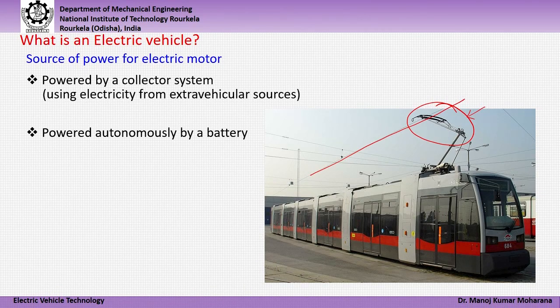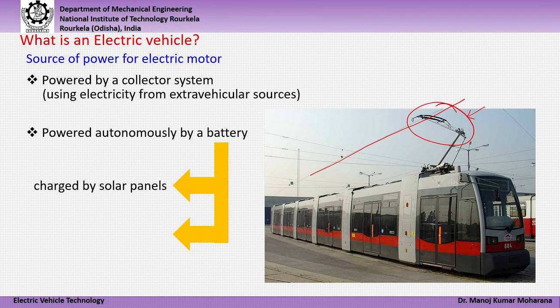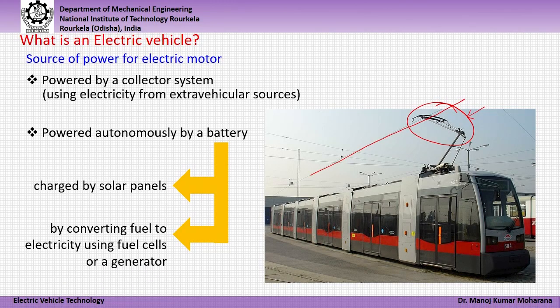Then the second source is where the vehicle is powered autonomously by taking power from a battery, and the battery may be charged by solar panels, or may be converting fuel into electricity using fuel cells or a generator, that is also possible. Otherwise, you can have a battery that can also be charged by taking current from the power line sources.